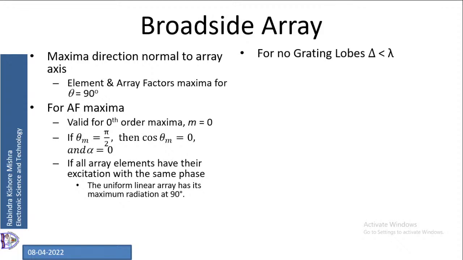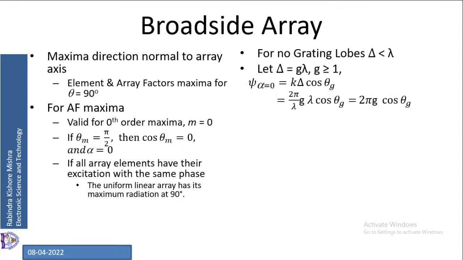For no grating lobe, delta has to be less than lambda. That is why we took lambda by 2. The separation between 2 point sources that we consider, lambda by 2, is to suppress the grating lobe. Delta has to be less than lambda.